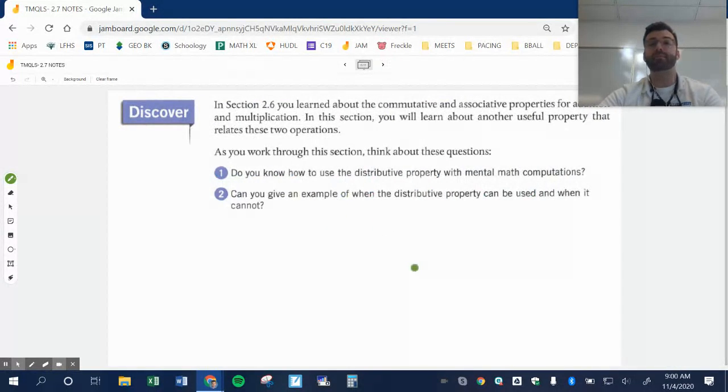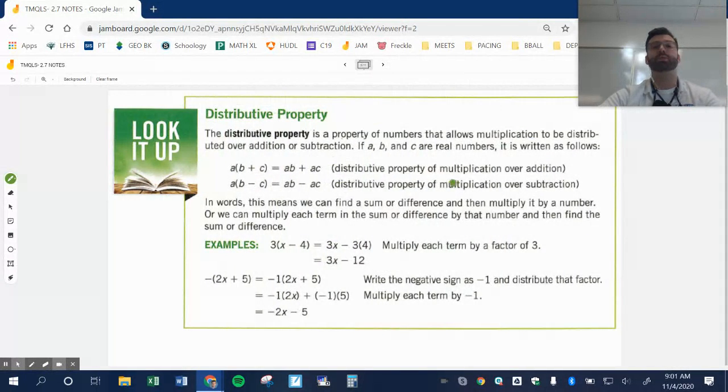Having said that, this section is about the distributive property. We're going to talk about it in more of a mathematical sense today. That's going to be more of our focus. There are going to be some applications to this, but we'll get there. Can you give examples of when it can be used and when it cannot be used? That's our goal for today. Think about the distributive property. You guys know what it is.